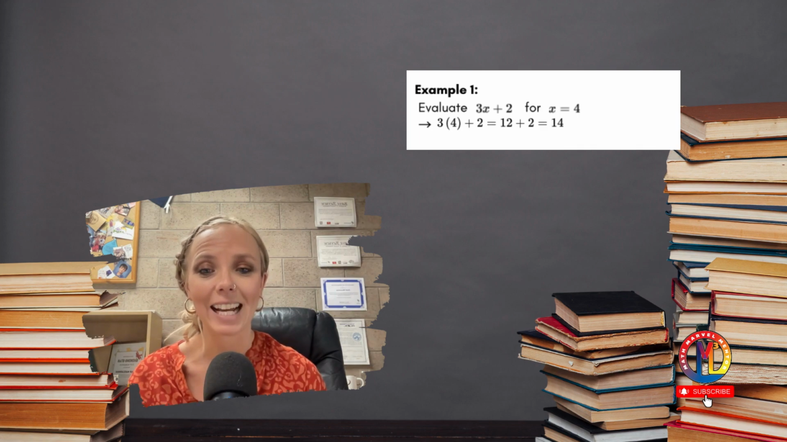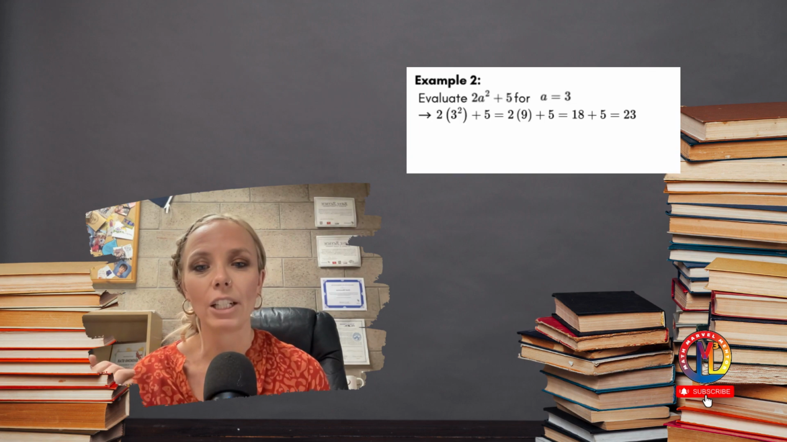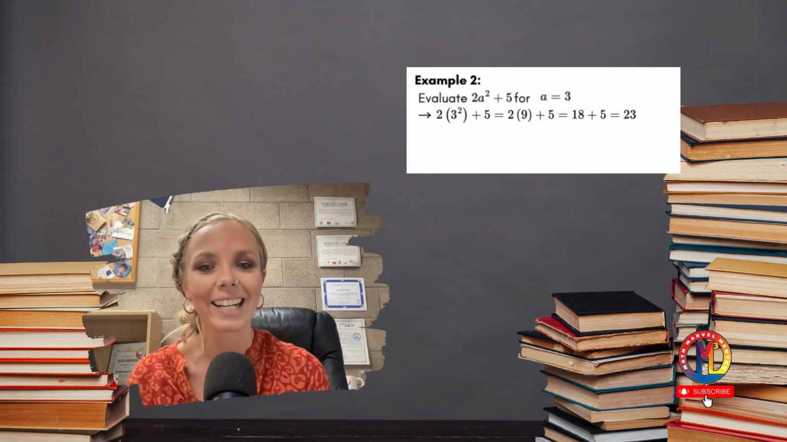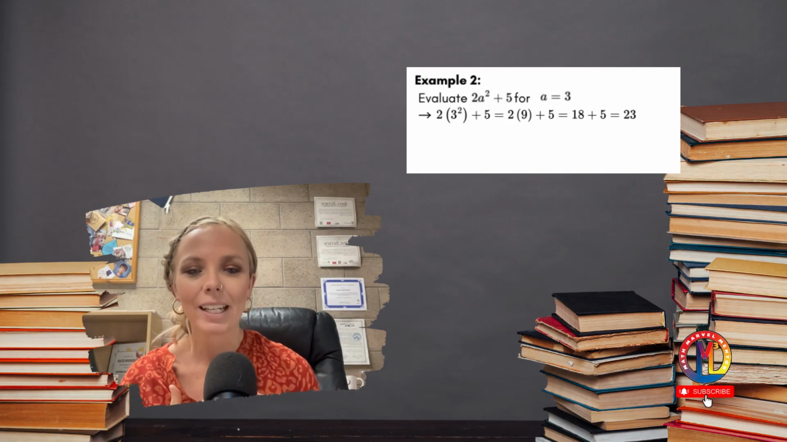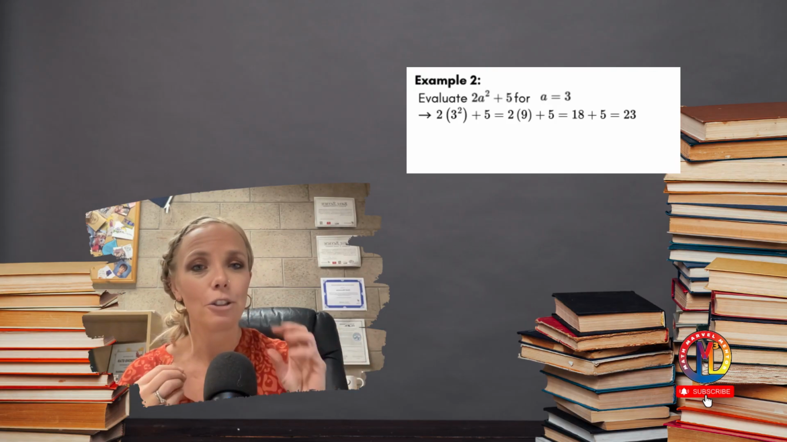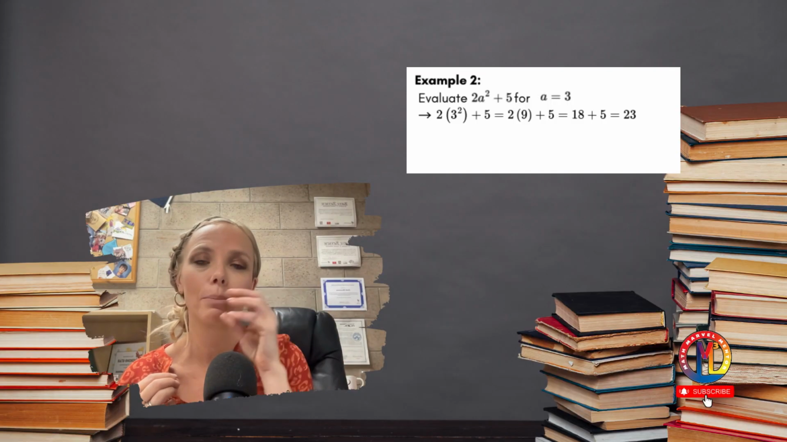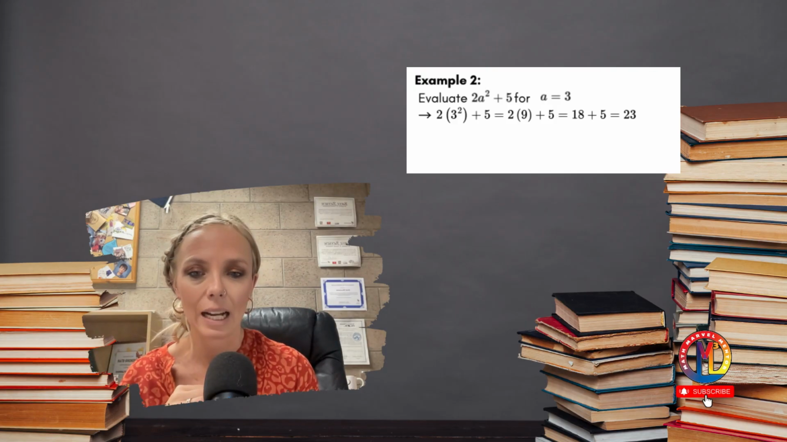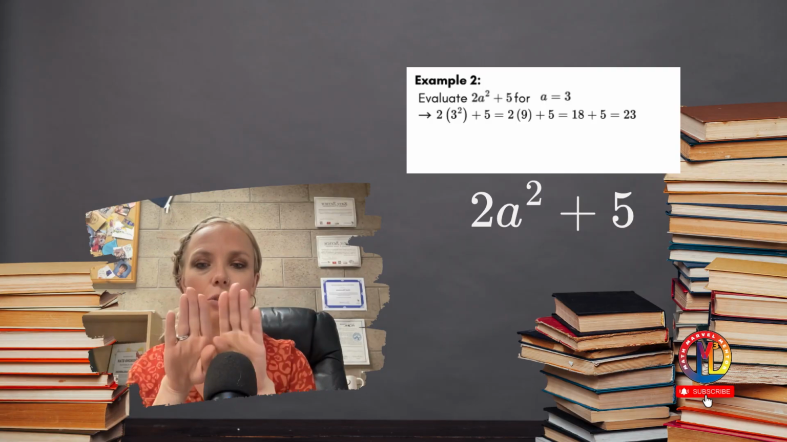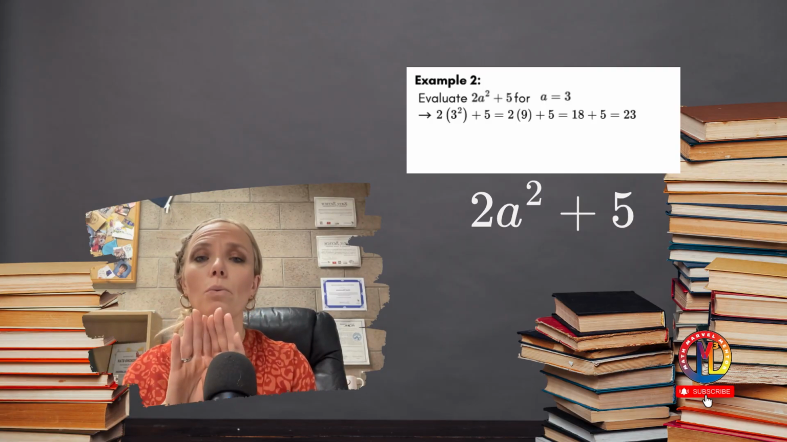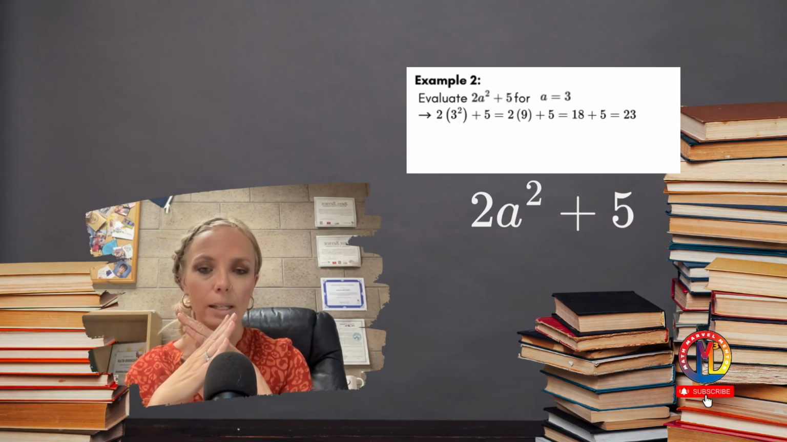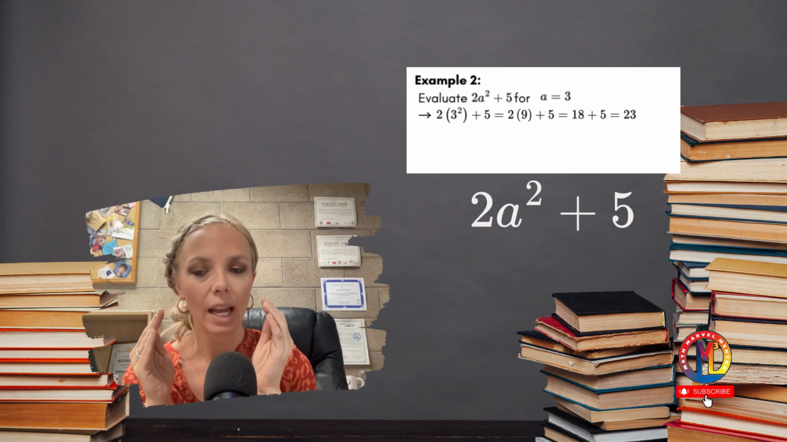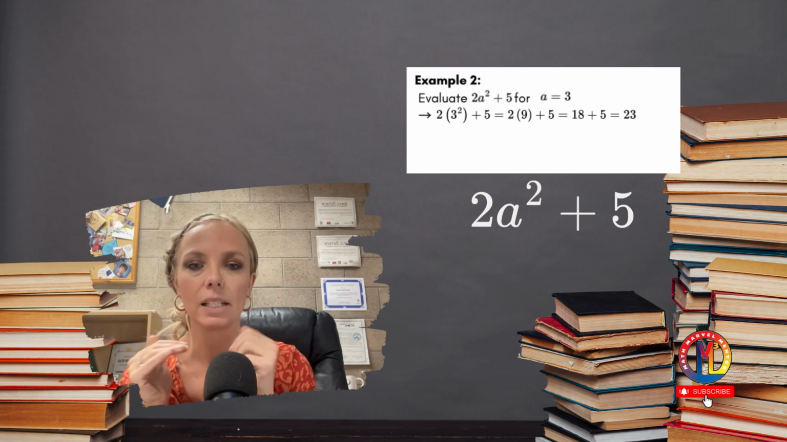Okay. Let's try this next example. We're going to evaluate 2a to the second power plus 5, and a stands for 3. So we're going to evaluate the expression, which we're basically going to plug in or substitute a. We're going to replace a with the number 3 and then do the math. So 2 times a to the second power. Again, we see 2a right next to each other. We don't write a multiplication symbol, but we know that it means that we're multiplying. So 2 times, and then we have 3 to the second power plus 5.